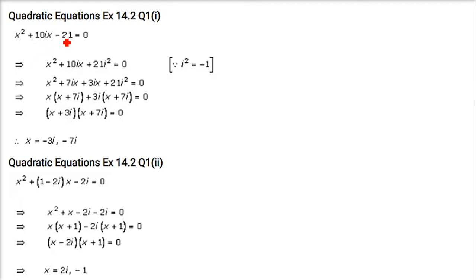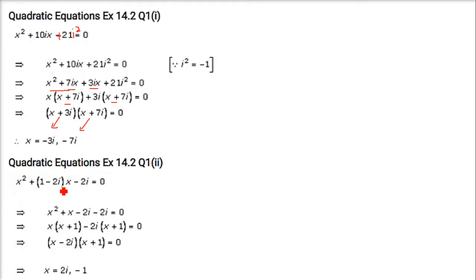So x square plus 10ix minus 21 is what we are going to do here. We put i square here, so this is going to become plus. And this 10ix I am going to write as 7ix plus 3ix. Now you can take x common from here, you get x plus 7i. You can take 3i common from here, you get x plus 7i. So now x plus 7i you can take common, you get x plus 3i inside. Now you put this as 0, x will be minus 3i. You put this as 0, x will be equal to minus 7i.